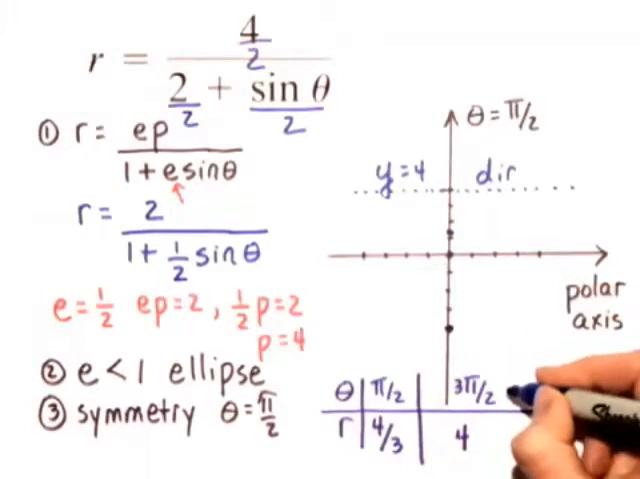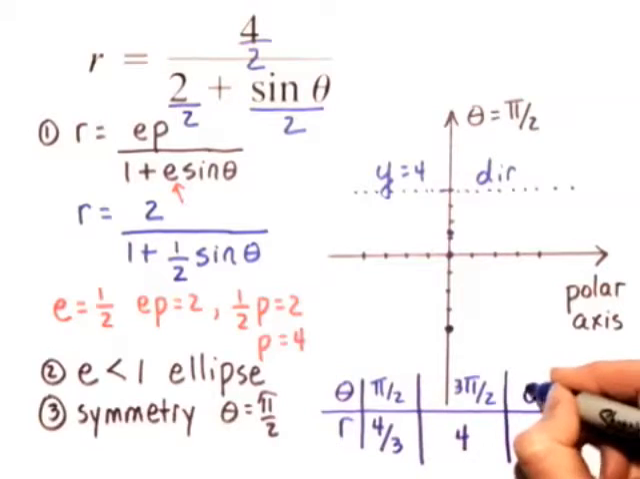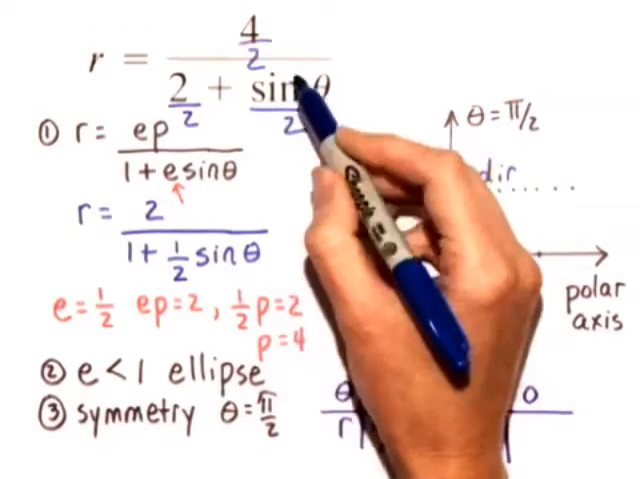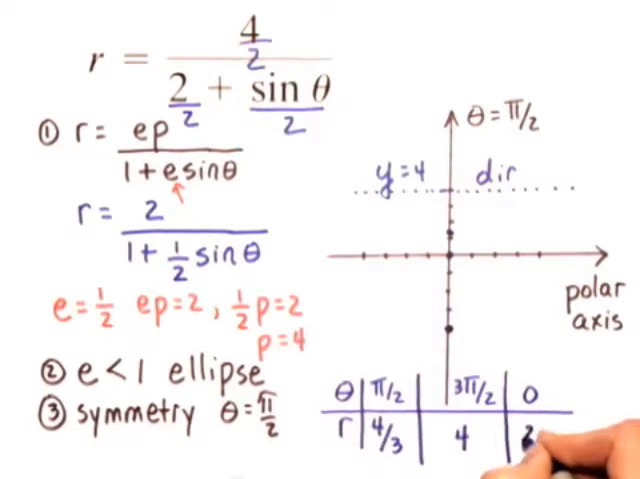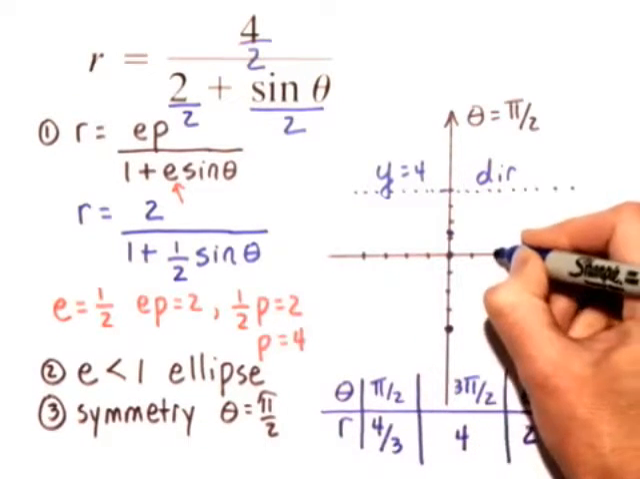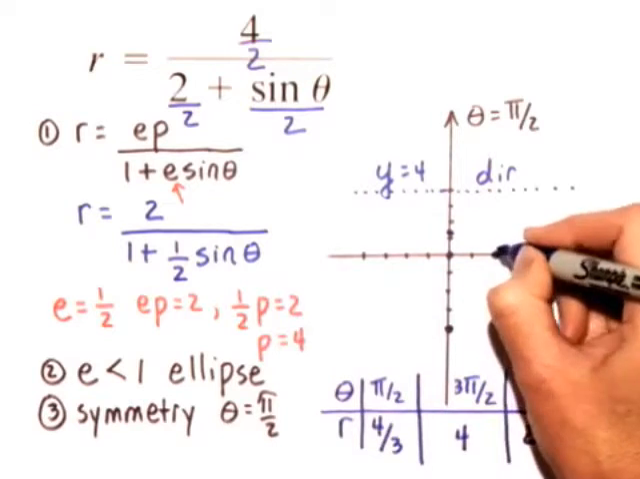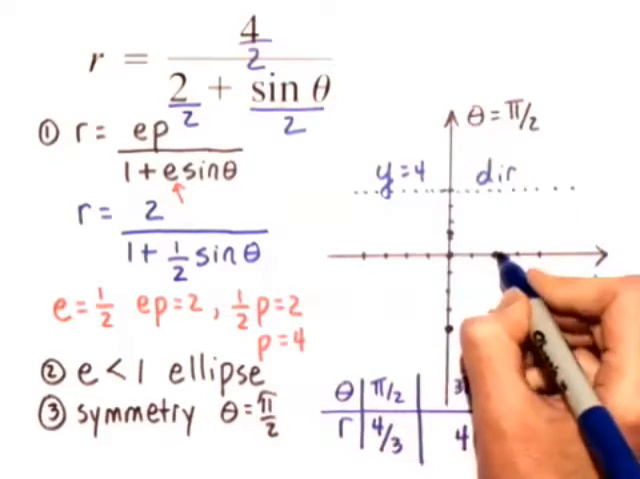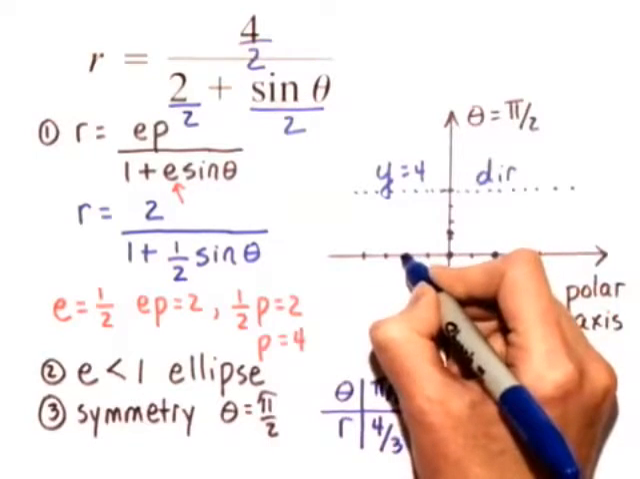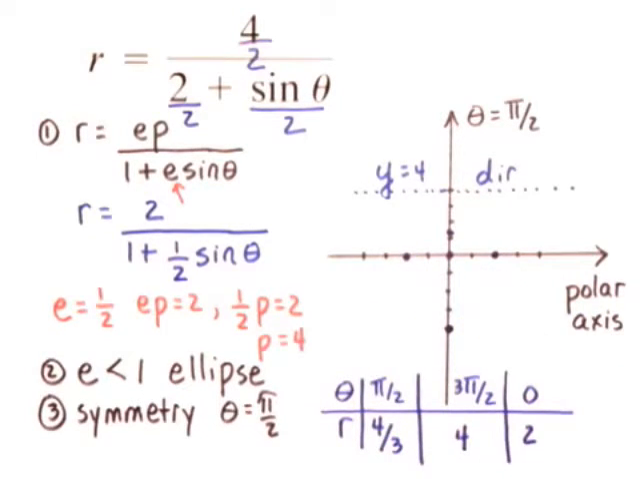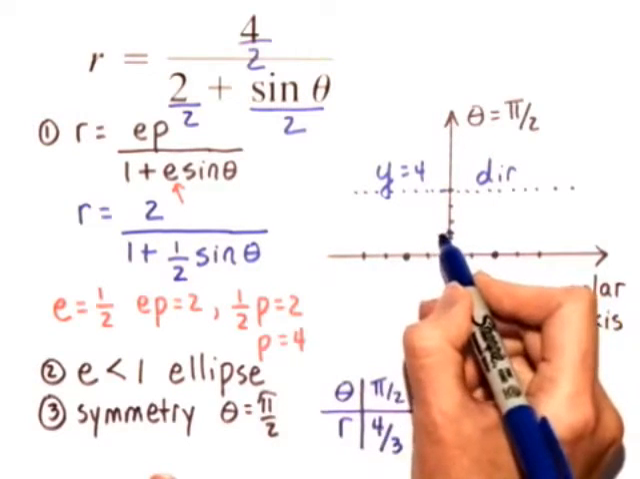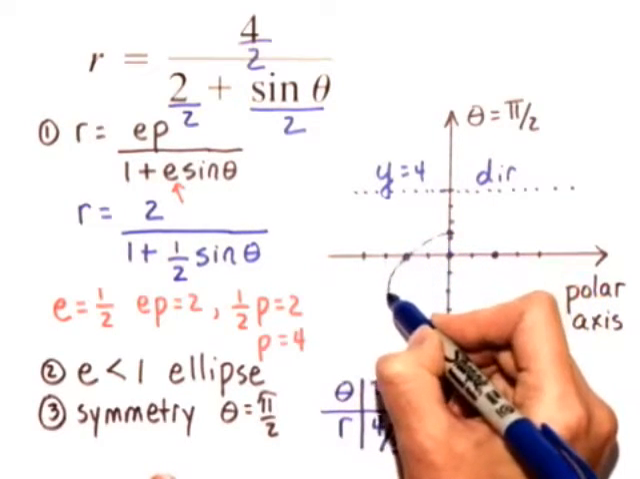Let's also let theta equal 0. When theta equals 0, sine of 0 is just 0, so 4 over 2 just gives us 2. So we have the point (2, 0), and by symmetry, remember, this line theta equals pi over 2 is our line of symmetry, so we have the point on the opposite side of that as well. And now we can draw a sketch of our ellipse.